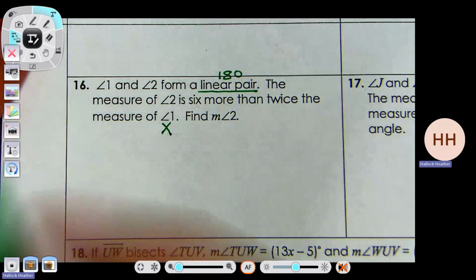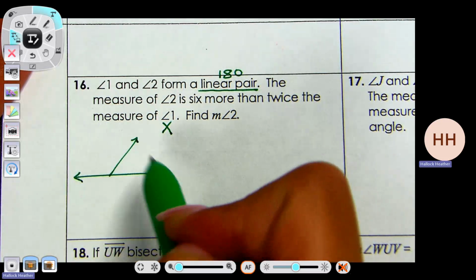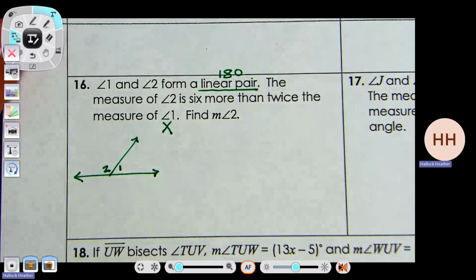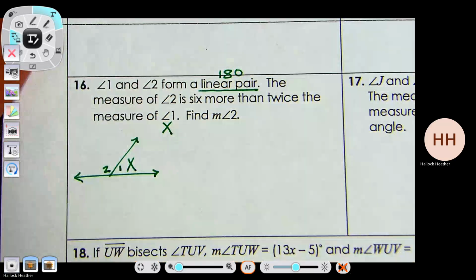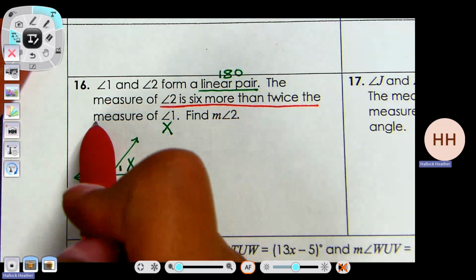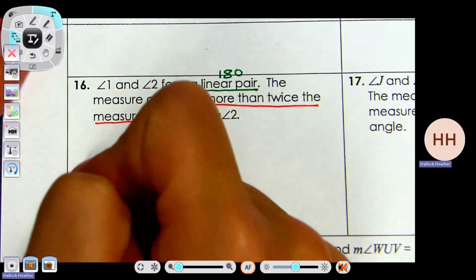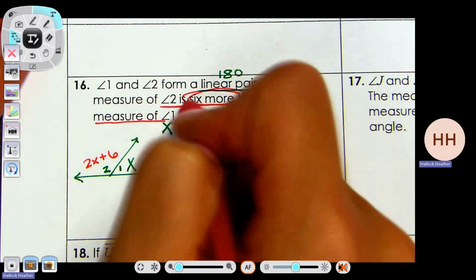So let's draw a picture. They got to add to make 180. I'll call this one angle 1 and this one angle 2. What variable are we using for angle 1? X. It says measure 2 is 6 more than twice the measure of angle 1. Not 6x plus 2. Twice means 2x. So 2x plus 6, because it's 6 more, so that's the plus.